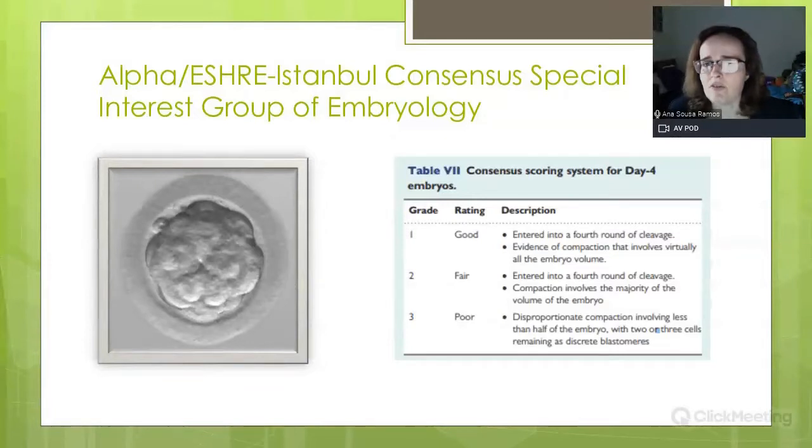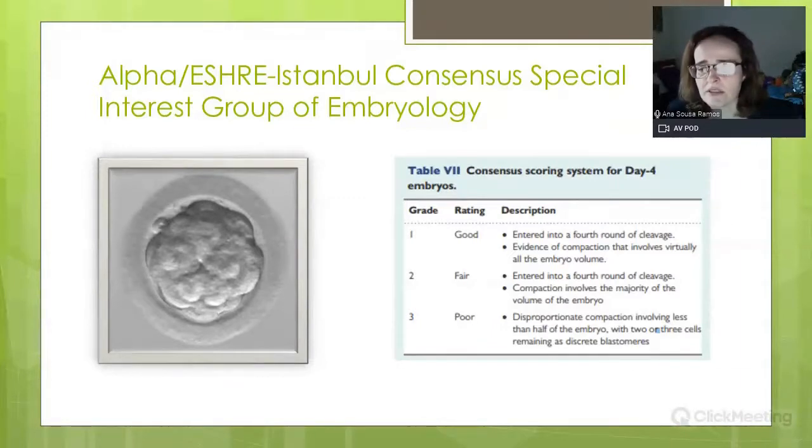They also define, keep the same grade, 1, 2, or 3, and good, fair, or poor. Usually in the morula stage, you can find this aspect of the embryo where you start to lose the definition of the cells. And when it has no fragmentation and no lost cells, that is usually the good embryo, the good grading.